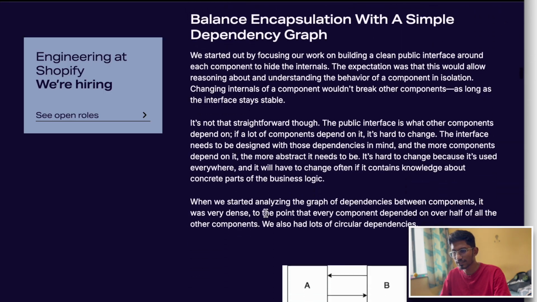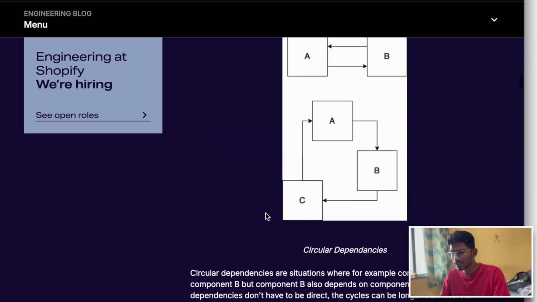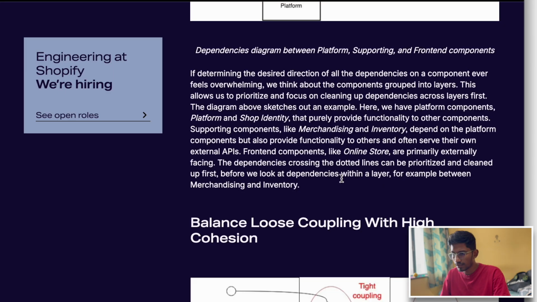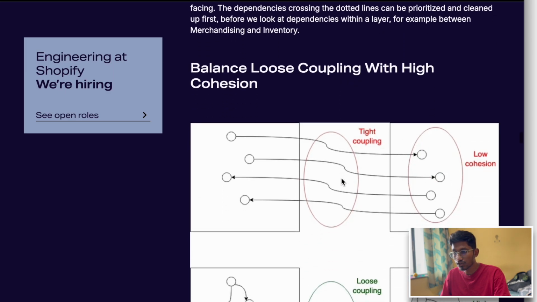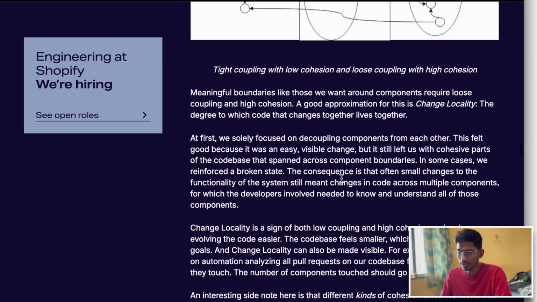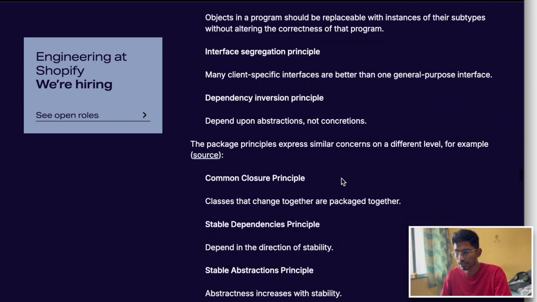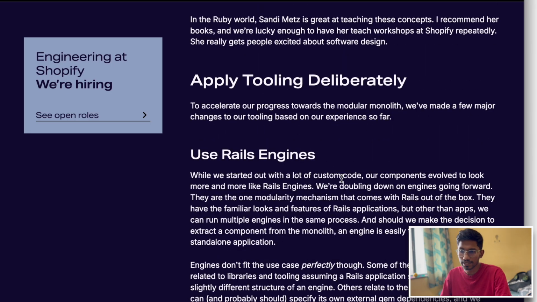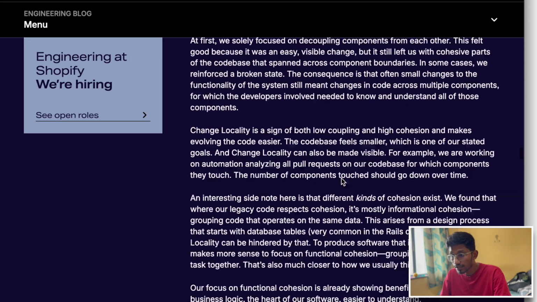I'll put the link of this blog in the description section. You can go through it. It's quite interesting, and they've discussed a lot of other things also, how they attempted to remove the cyclic dependency between modules, and how they balanced loose coupling with high cohesion, which we already discussed, but they've explained in a detailed manner here. Please go ahead and check it out. You'll definitely find it interesting, and you will get to learn a lot of things from a system design perspective.